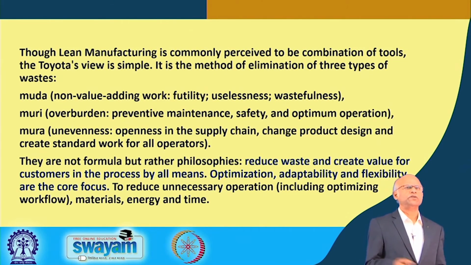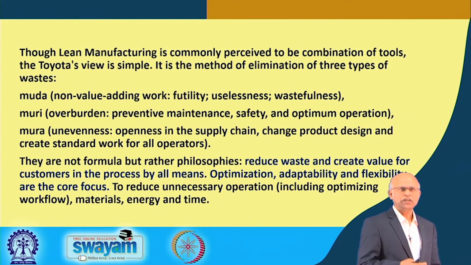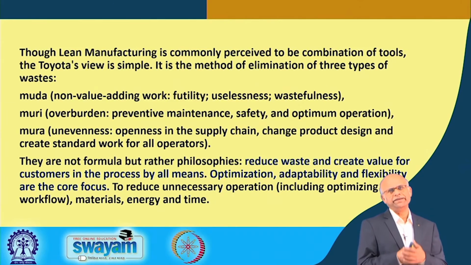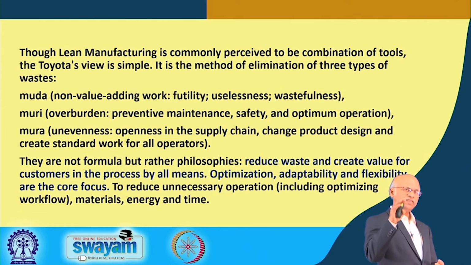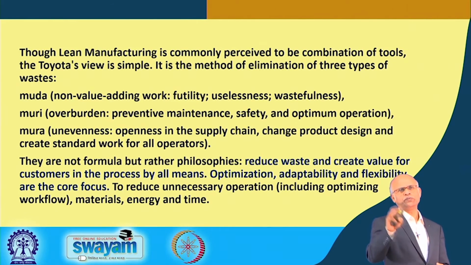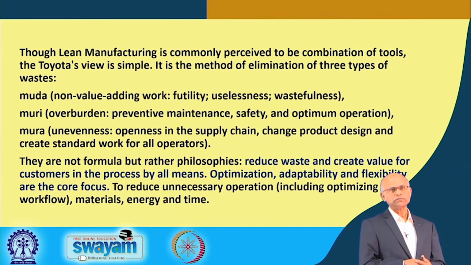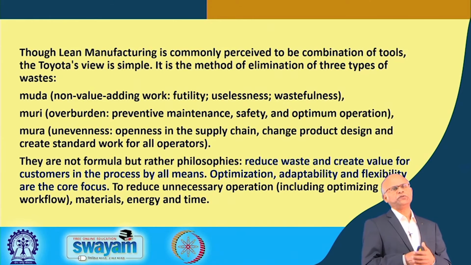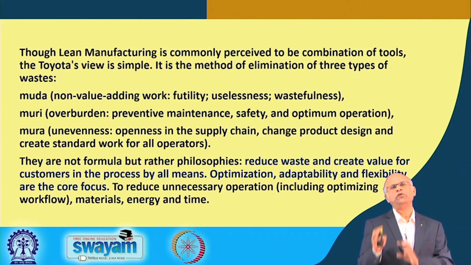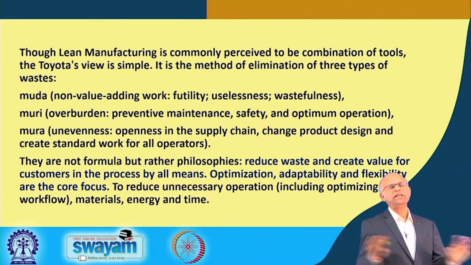Though lean manufacturing is commonly perceived to be a combination of tools, Toyota views this as a very simple thing. As I said, it is to reduce waste, but what is waste and how do you reduce it? They categorize waste in 3 groups. One is muda, that is non-value adding work, like polishing or adding a new package, adding another layer to something which is not appreciated by customers. Even if that is not there, customers are going to buy, so remove all of them, eliminate them.